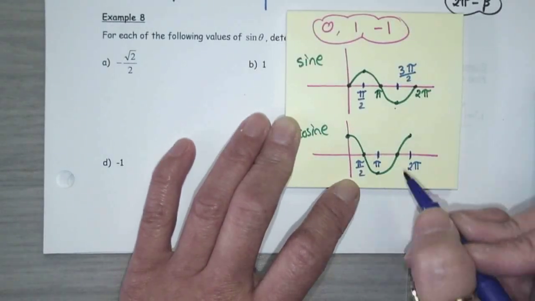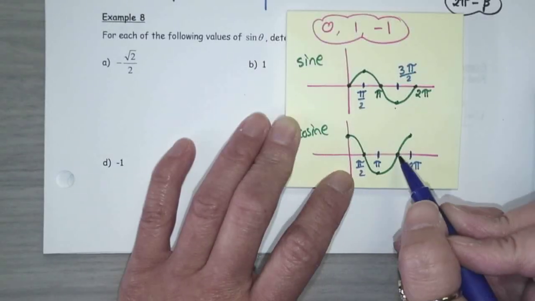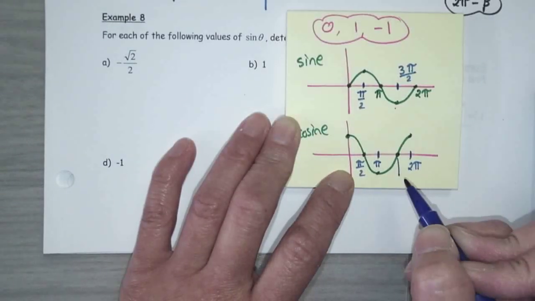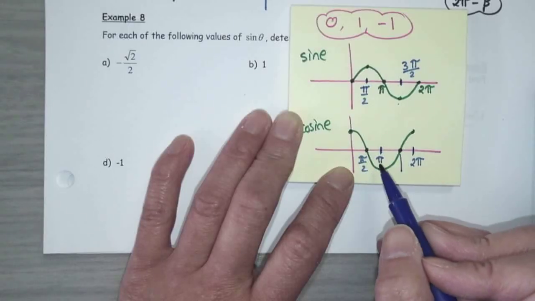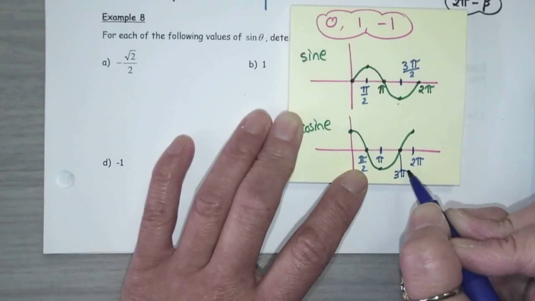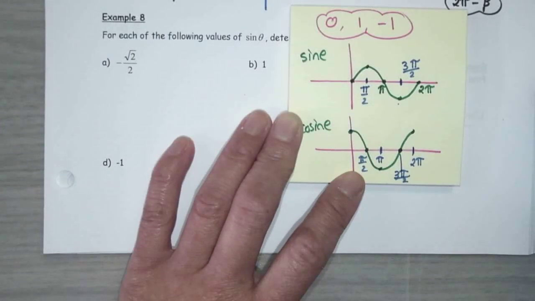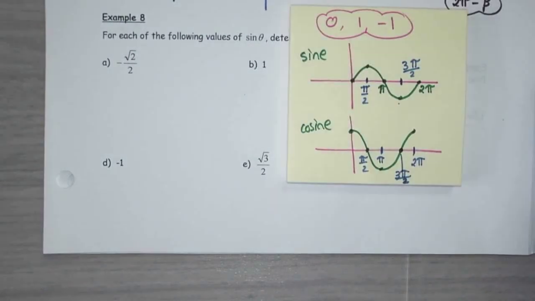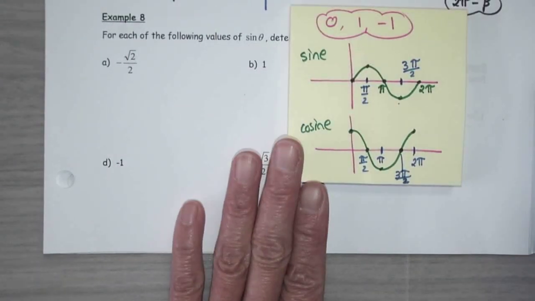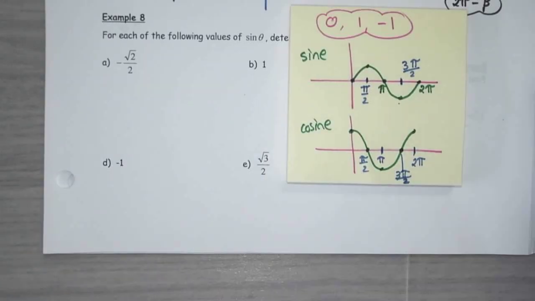We're getting prepped for the 6.3 lesson, not tomorrow's. This one here, what would this one be? Half, 1, 1.5. 3 pi over 2. Does that make sense? Okay, so we're going to use this idea. Good? For 0, 1s, and negative 1s.